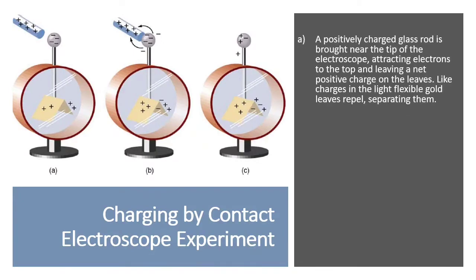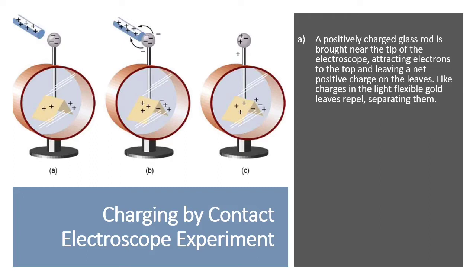A positively charged rod is brought near the tip of an electroscope, attracting electrons at the top and leaving a net positive charge on the leaves. Like charges in the light flexible gold leaves repel, separating them. This is called electrostatic repulsion. The electrostatic repulsion in the leaves of the charged electroscope separates them.